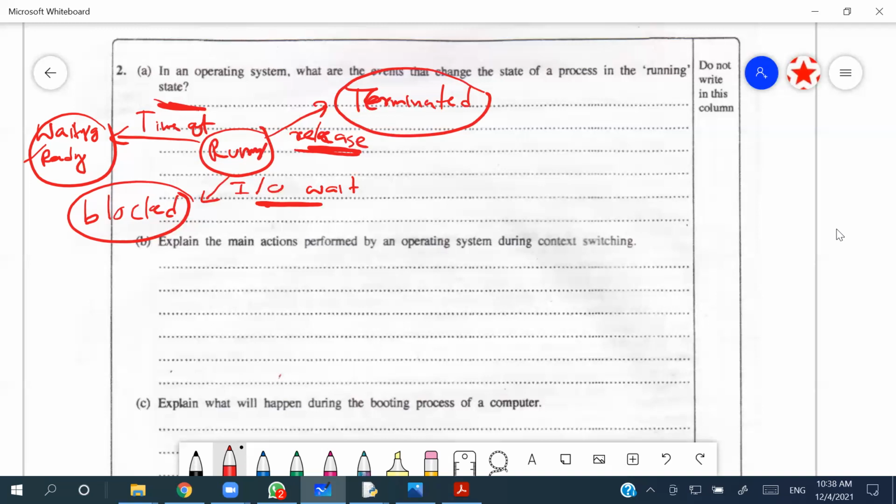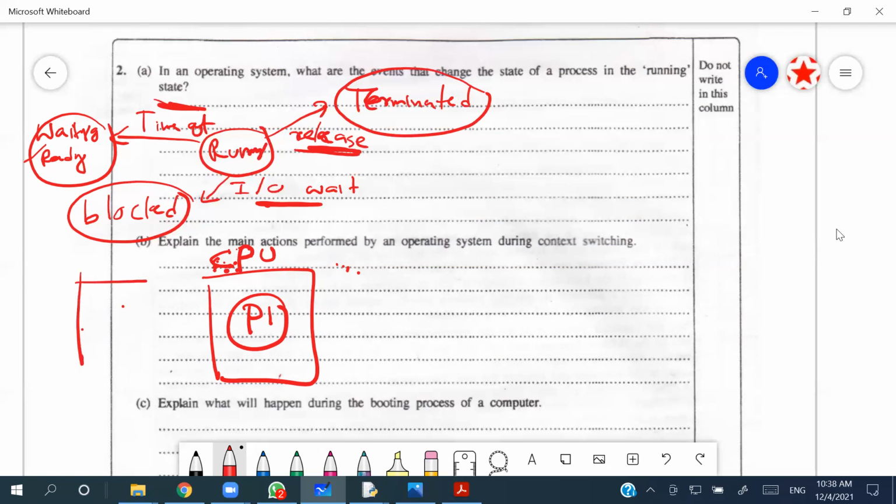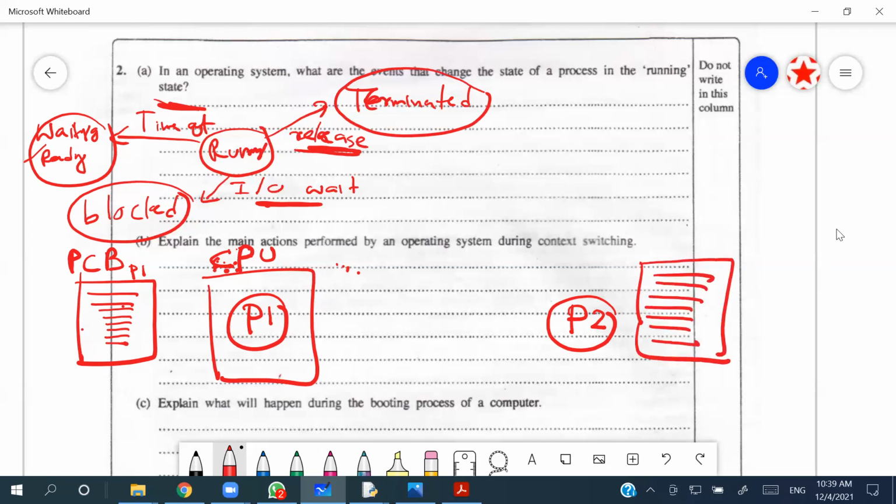If we assume process one is the one which is running inside the CPU, before switching it out, what the operating system is doing is this: P1 will have a PCB, process control block. It is regarding P1, so it updates the status, right? Then let's say the next process which is going to come to the CPU is P2. So what the operating system does is it reads or loads the status of P2 from P2's PCB.